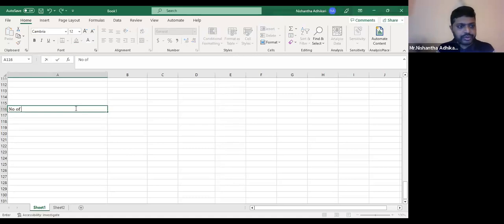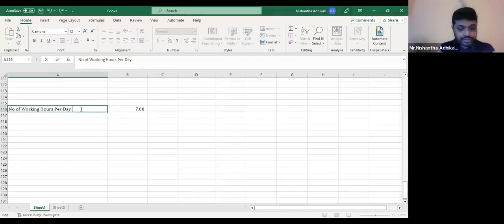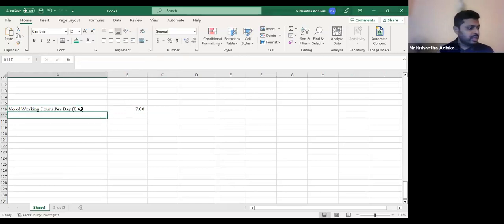Number of working hours, or service hours, per day. 8 minus 1, so 7 hours. Why? I'm telling that because it is 8 hours a day, but a half hour lunch break and two 15-minute tea breaks will be there. Therefore, 1 hour is deducted, leaving 7 hours.